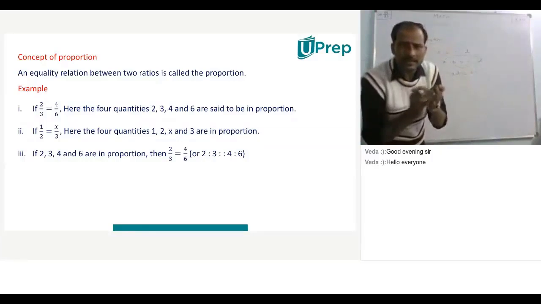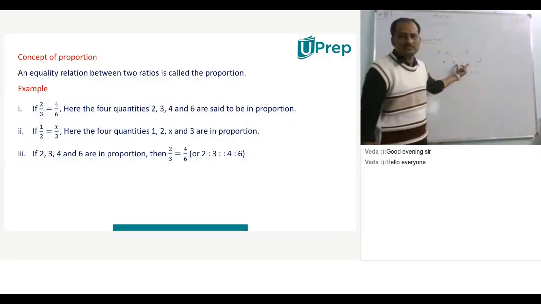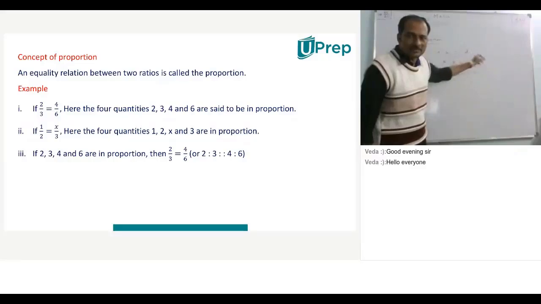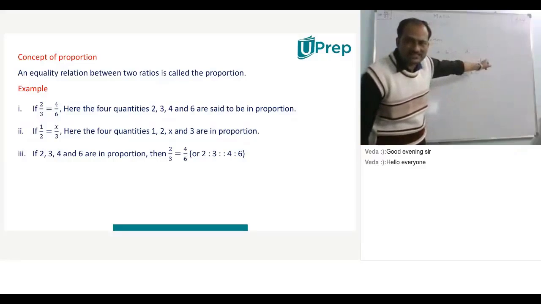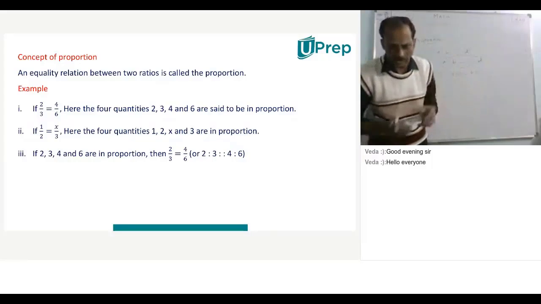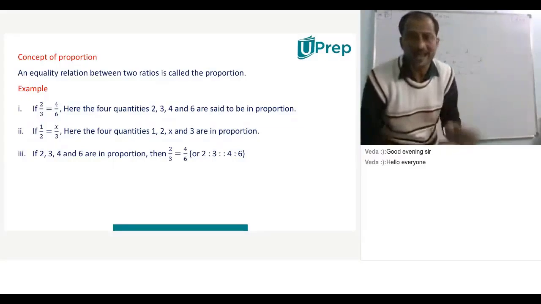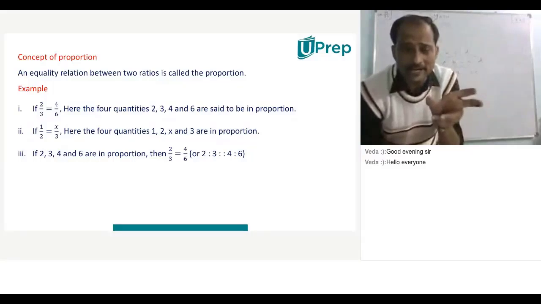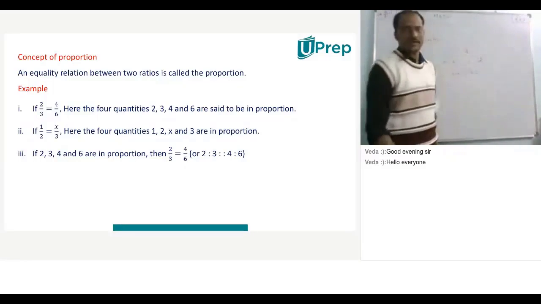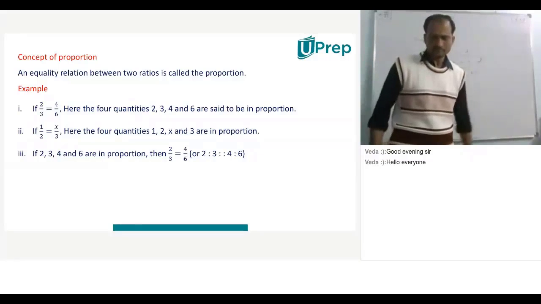What do you mean by means? The middle terms of the ratios are called means, and the extreme terms, that means the first term and last term, are called the extremes of the proportion. I hope you all understood. Extremes and means. Means are the middle terms, extremes are the first and last terms. Okay, please make a note of it.